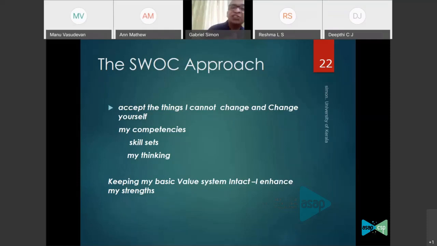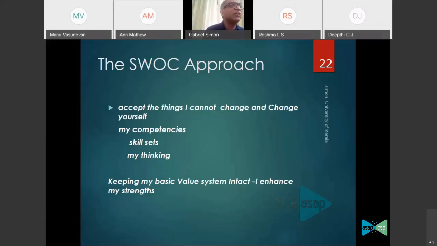For me, a vegetarian to become a non-vegetarian, or to take a new food, or to try something, or to have a new dress code or a dress habit, or to blend with them. This is not the change that we are talking about. Keeping my basic value systems intact, I enhance my strength. So I have my culture, I have my value system, I have my belief and tradition. I continue with the same and I enhance my strength, learning from the environment to which I am exposed.